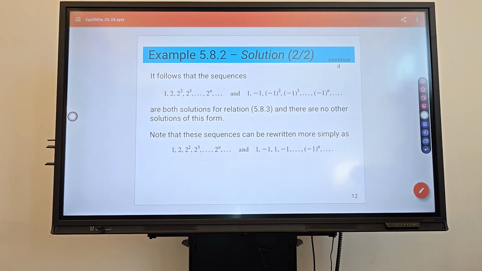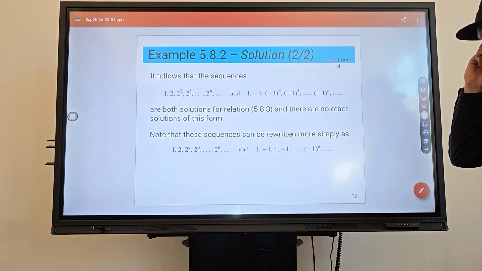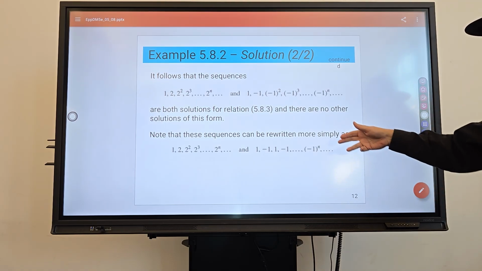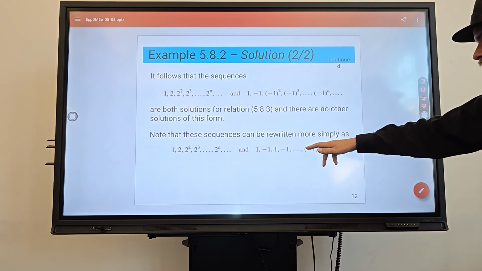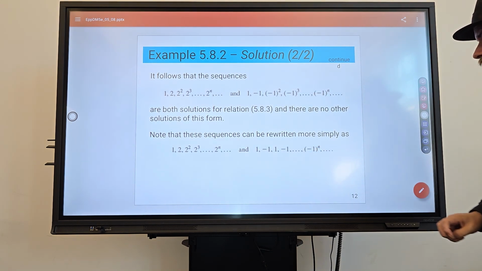So the sequences are both solutions. Note that the sequence can be written more simply as 1 times 1, 2, 2 squared, 2 cubed, 2 to the n, and it's the same as up here. It's minus 1 to the n power.